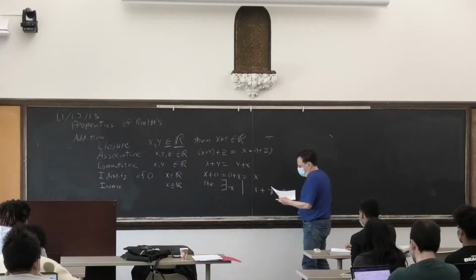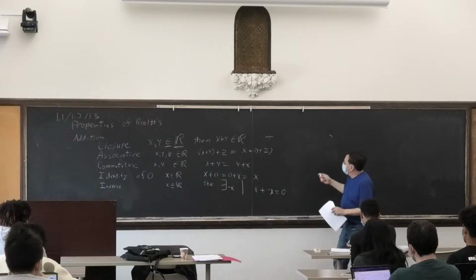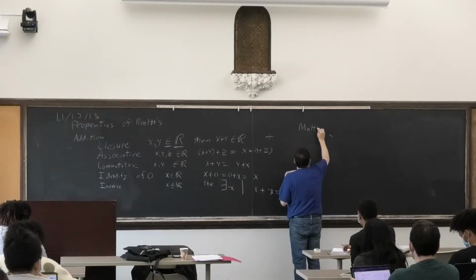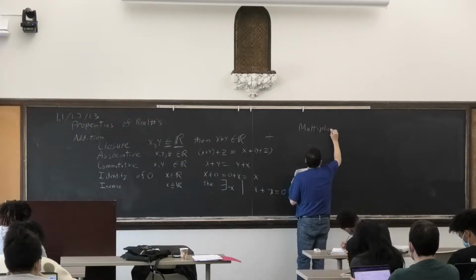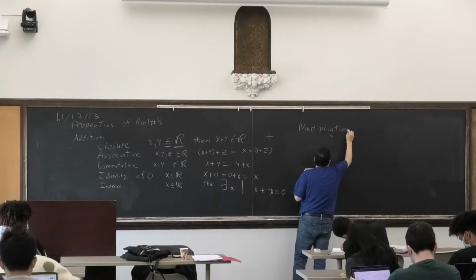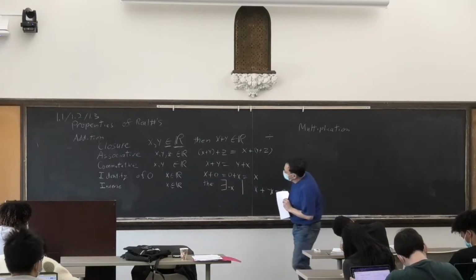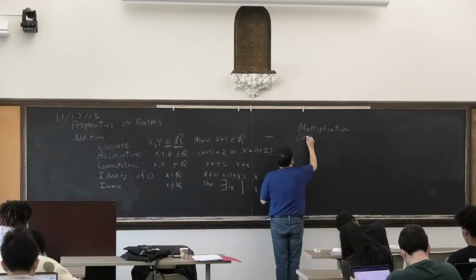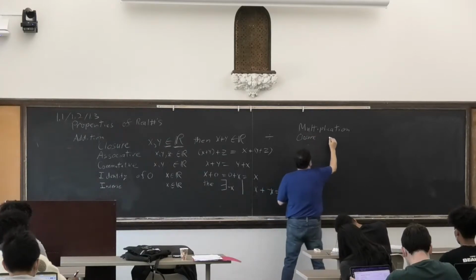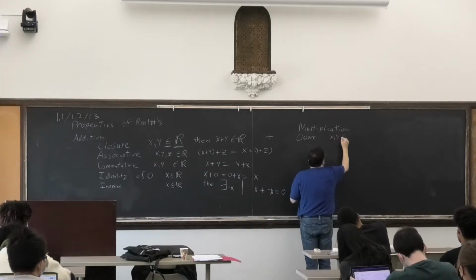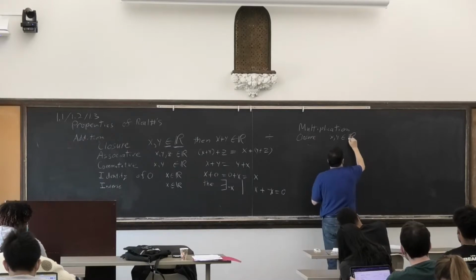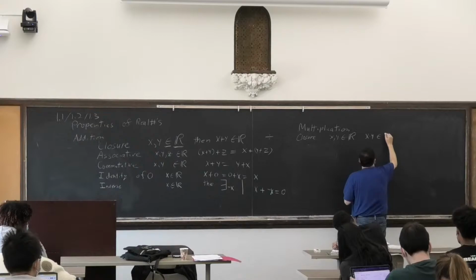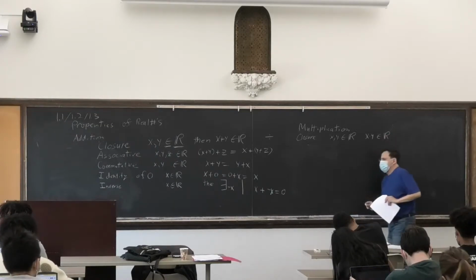Okay, so we have the same set of properties, or similar ones, for multiplication. And I might abbreviate here. So closure. x and y are members of reals. x times y, members of reals.